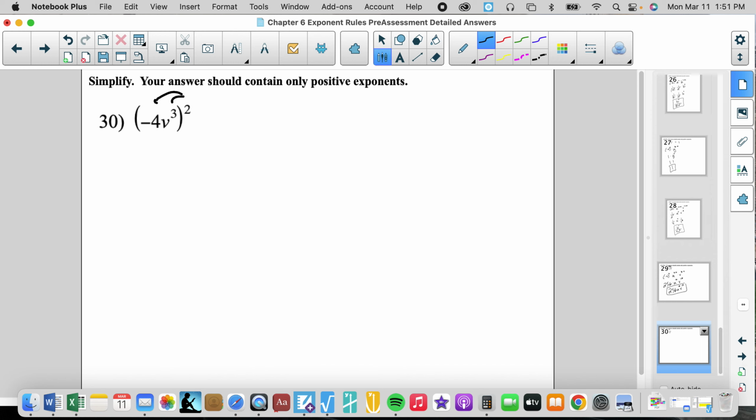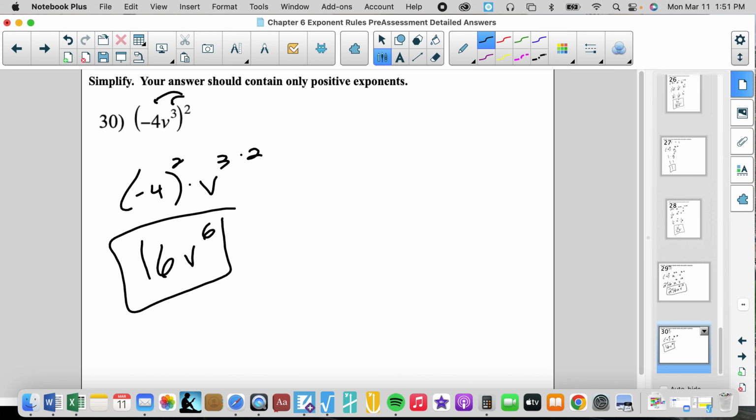We're going to distribute. This one seems nice and easy compared to the others: squared, 3 times 2, which is 16v to the 6th. Is that the last one? Oh, that was so nice. Good. All right. This should be pretty straightforward assessment. I think you're very well prepared for this. Good luck. Watch out for the small little details.